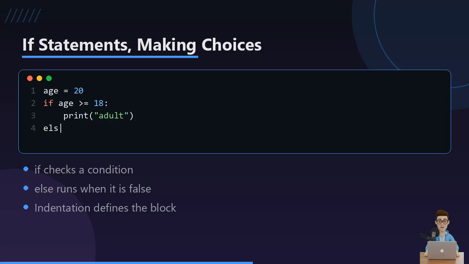Here's the trick with if statements. Python checks the condition, and if it is true, it runs the indented lines right below it. Otherwise, it jumps to else. Notice the indentation is not just style. It is how Python knows which lines belong to which branch. In short, if statements let your program make a decision and follow a different path depending on the answer.